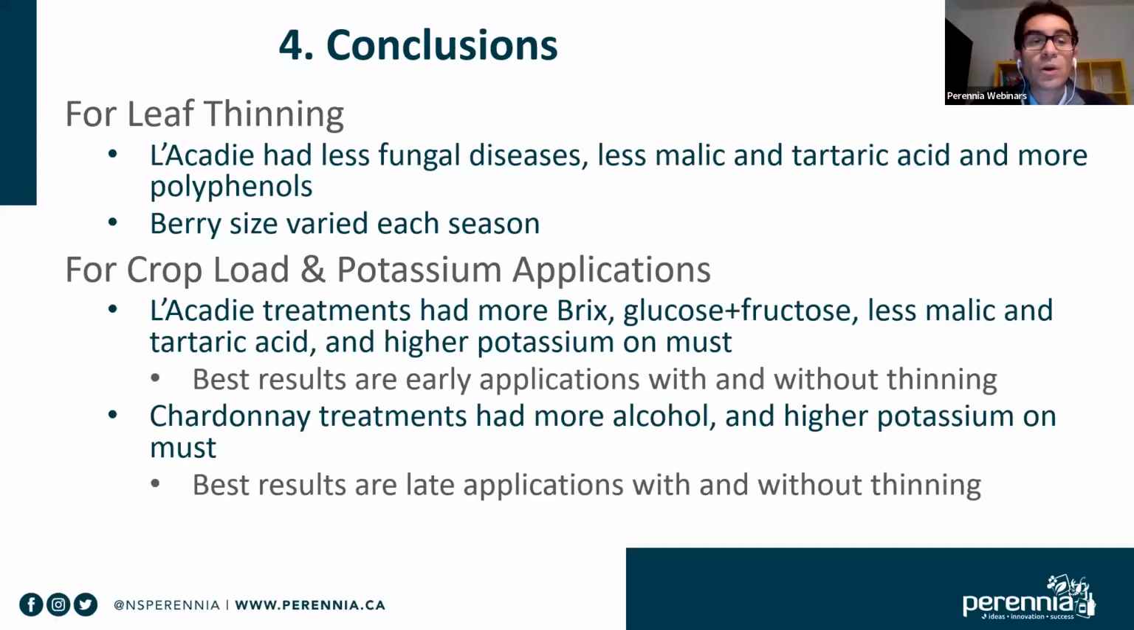In the case of crop load and potassium applications, the Lacrosse-A-D treatment had more brix, glucose and fructose, less malic and tartaric acid, and higher potassium in must. The best results are early applications with and without thinning. On the other hand, Chardonnay treatment had more alcohol and higher potassium in must. And the best results are late applications with and without thinning.